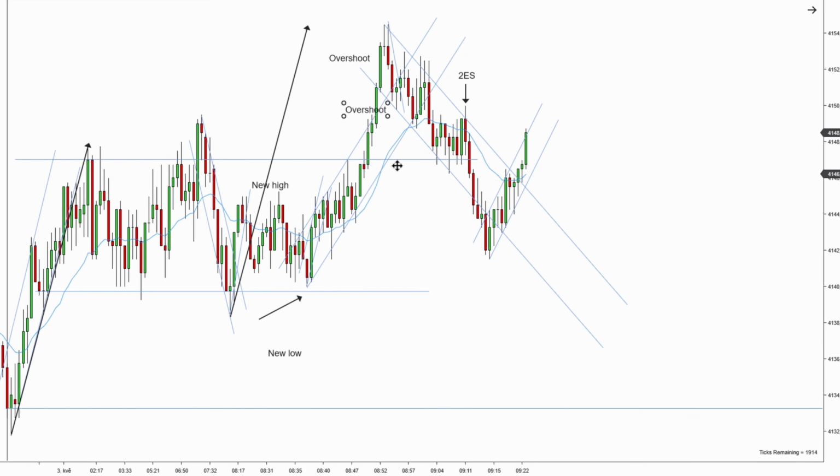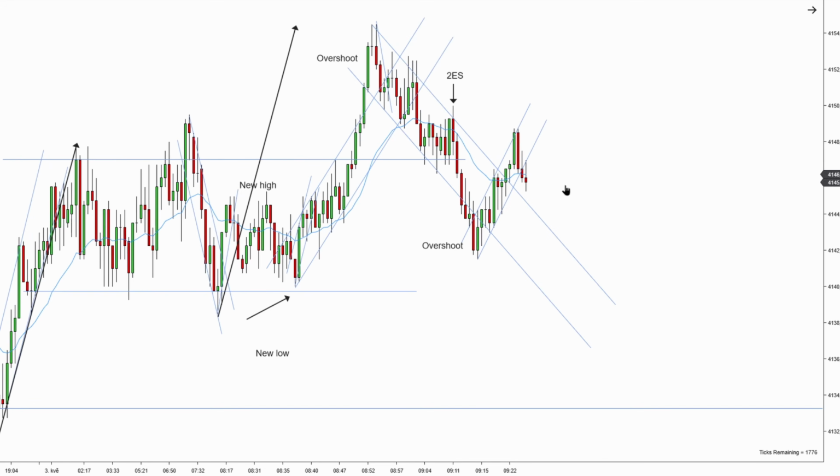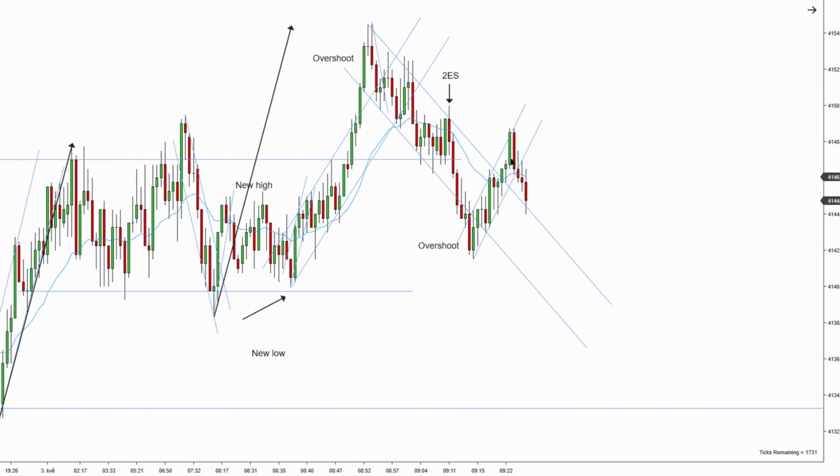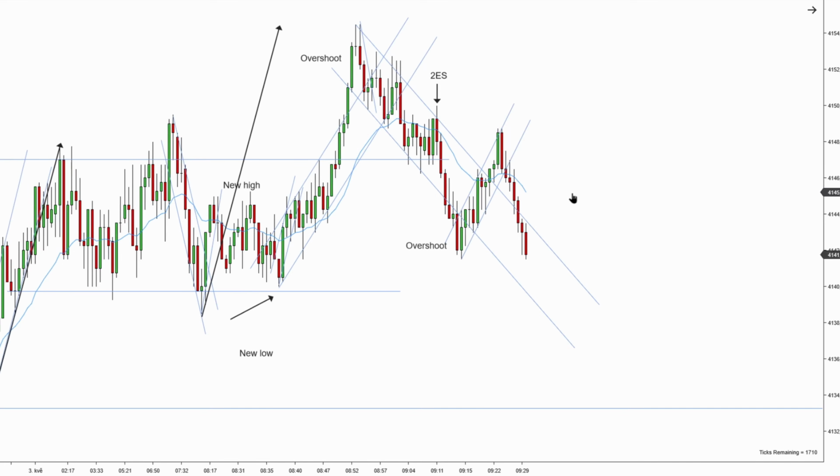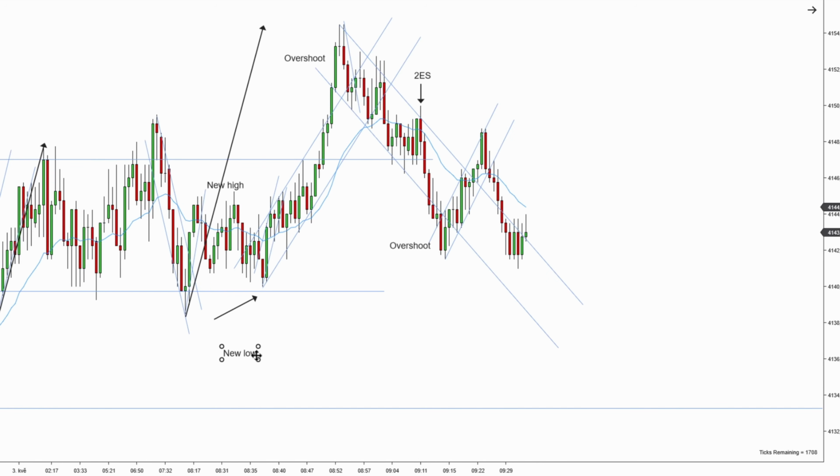We have another overshoot. Okay, and prices are breaking lower. So at this point, I'm expecting failed second entry long. Can we get it? And we cannot get a failed second entry long. We form new extreme, and you can see I'm following the trend line rule.